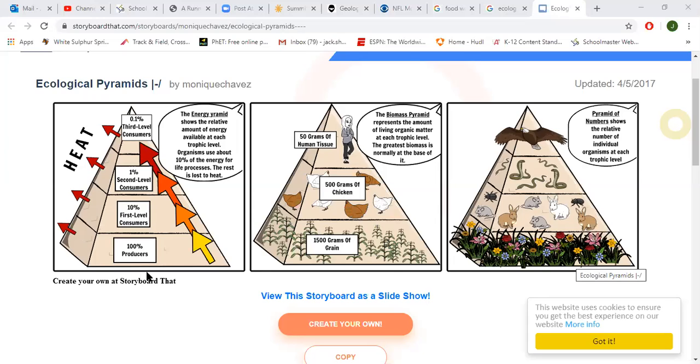And that's pretty much due to this one over on the far left, the energy pyramid, okay? And this shows how much energy goes up from one to the next, okay?